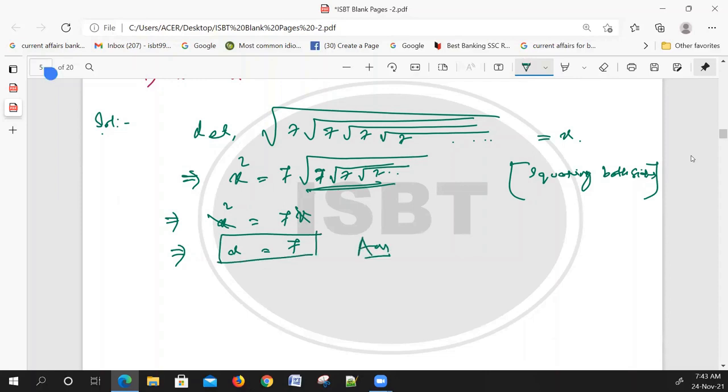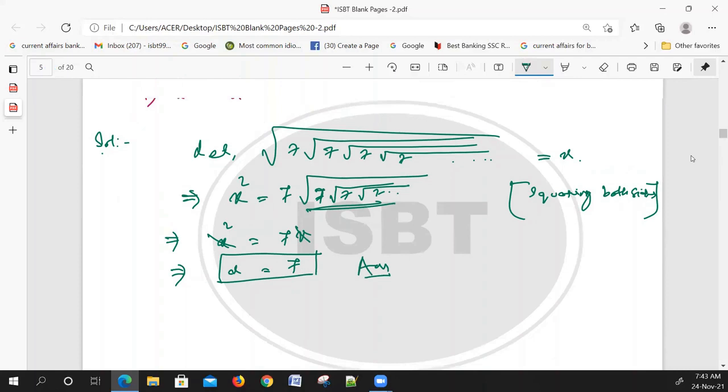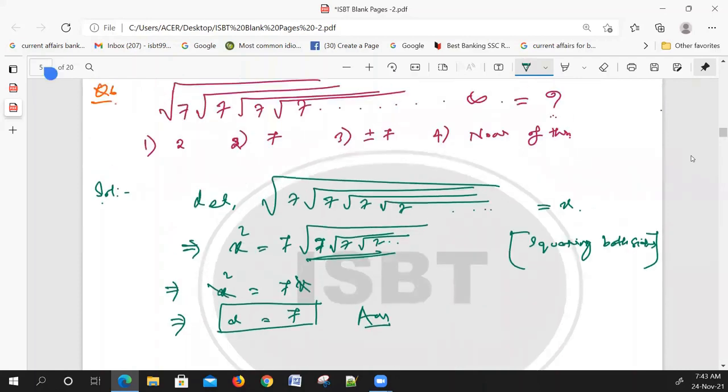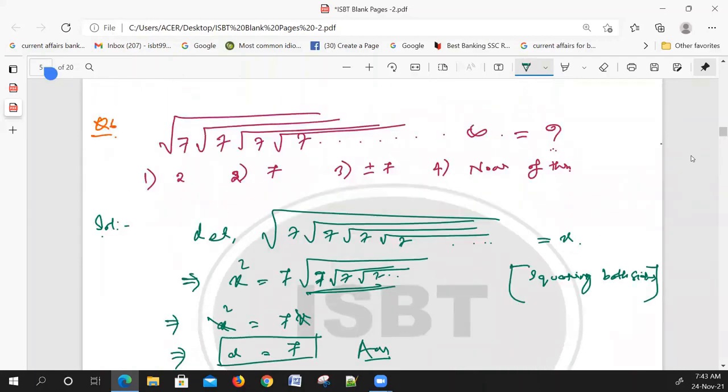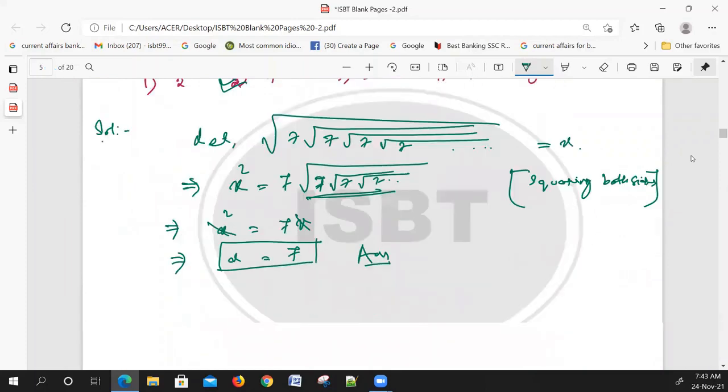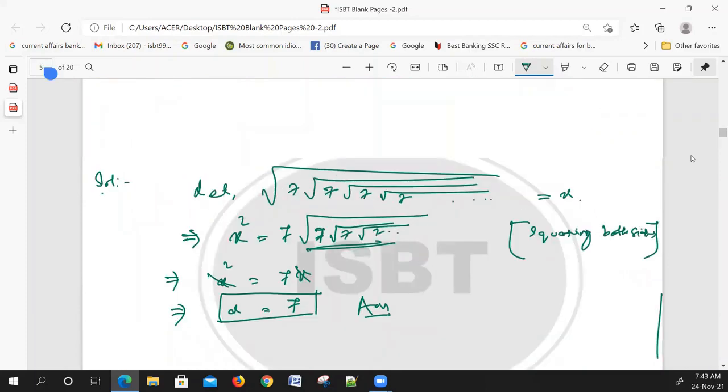What is the shortcut? Whatever the number is, that is the answer. So the answer should be 7. This is the shortcut method. Whatever the number is, that is the answer. Suppose I give you another example.